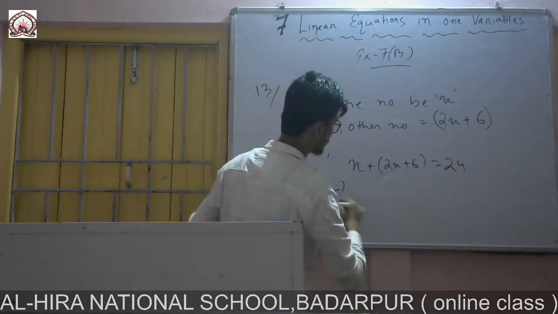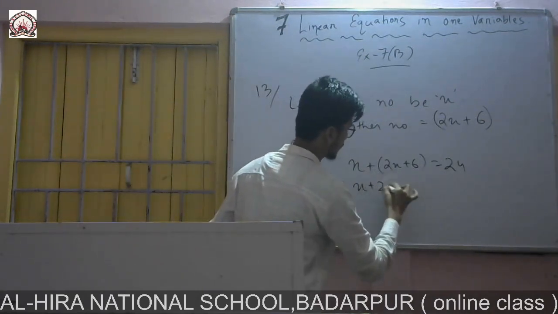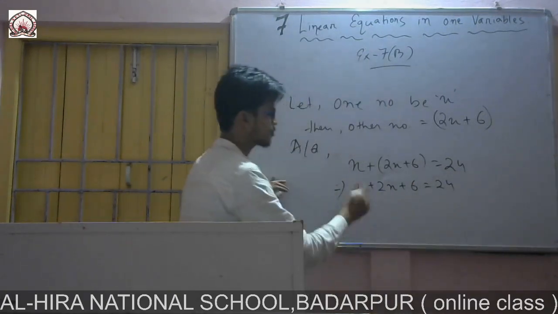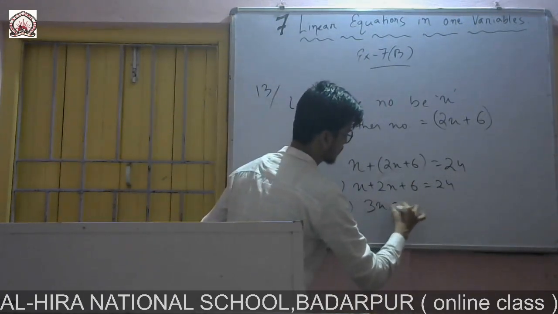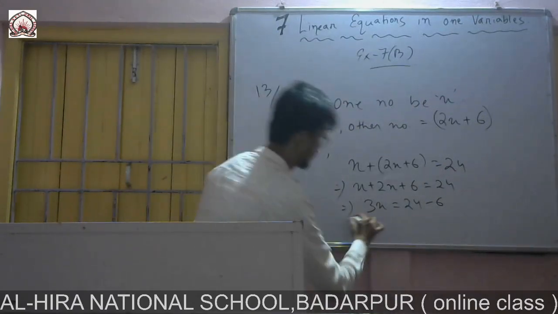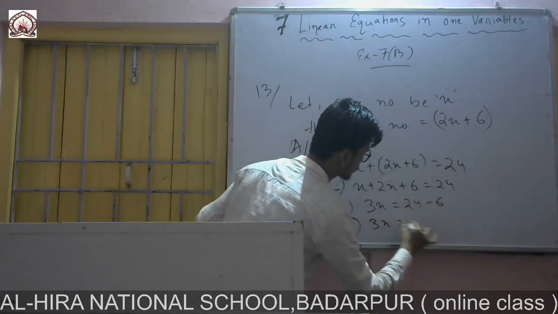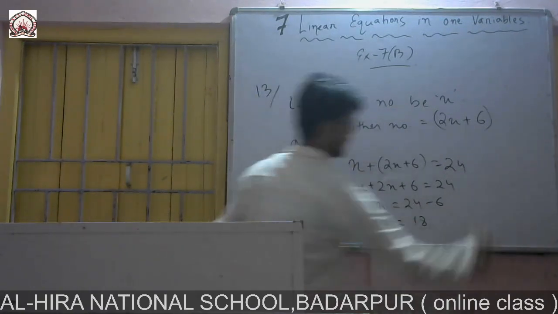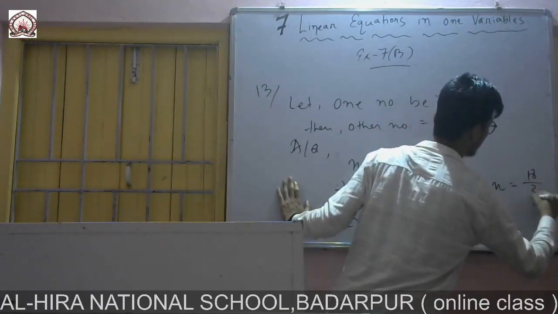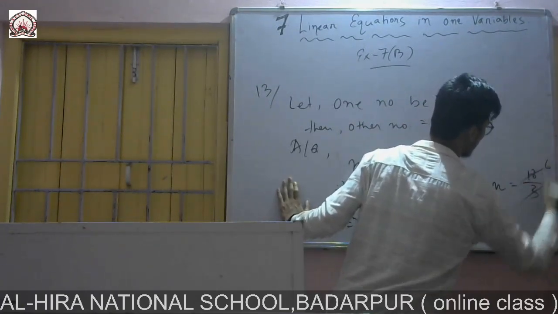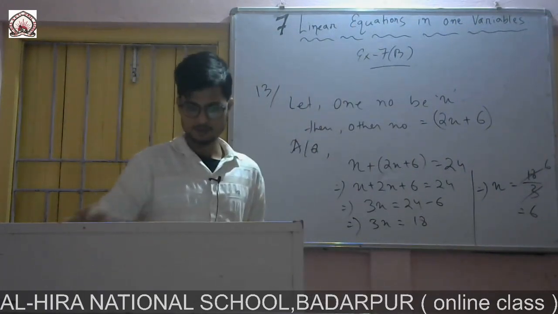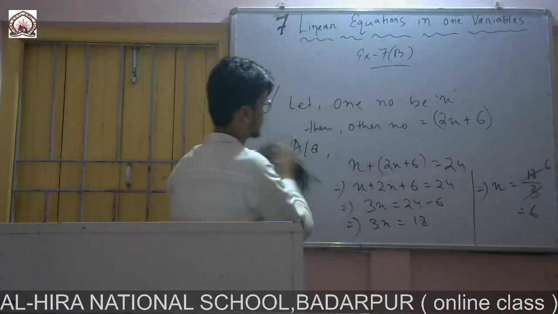So if I solve this one, x plus 2x plus 6 equals 24. x plus 2x is 3x, and if I change the side, the 6 will be minus 6. So 3x equals 18, which implies x equals 18 by 3. If I cancel, 3 sixes are 18, so the value of x is 6. So now you will find both the numbers.